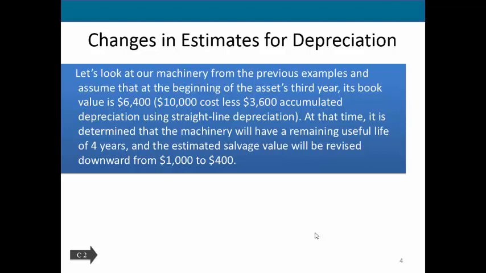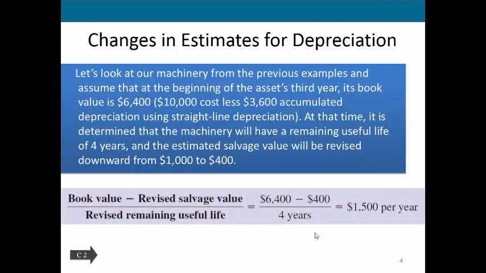We had our previous example, and let's say that we come to the 3rd year. And at that time, we had a book value. Remember, book value is your cost minus your accumulated depreciation of $6,400. And at that time, it's determined that the machinery will have a remaining useful life of 4 years, and that the estimated salvage value will be revised.